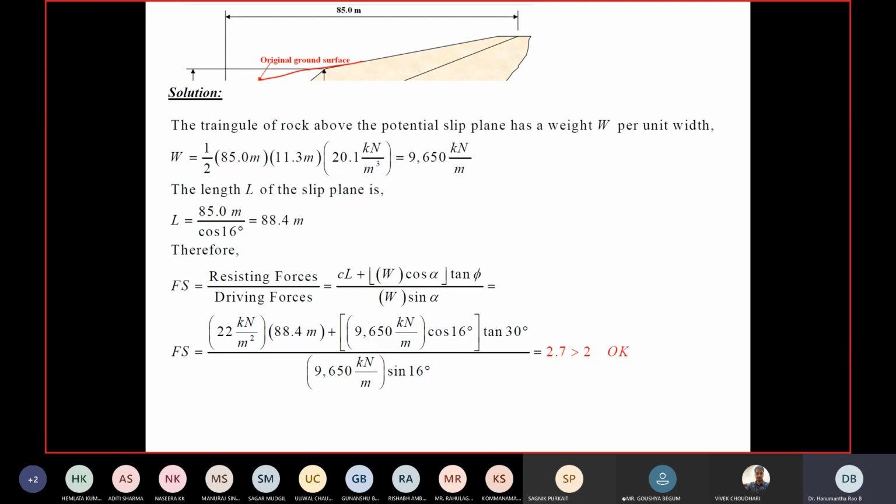So substitute all the parameters, then try to calculate the factor of safety value. So what we are going to get is 2.7, which is greater than 2. Therefore the slope is safe or stable. You can give the connotation of either safe or stable.